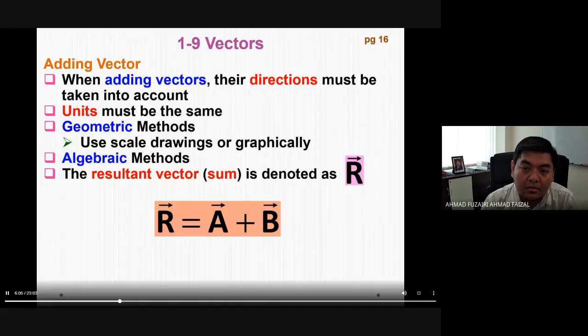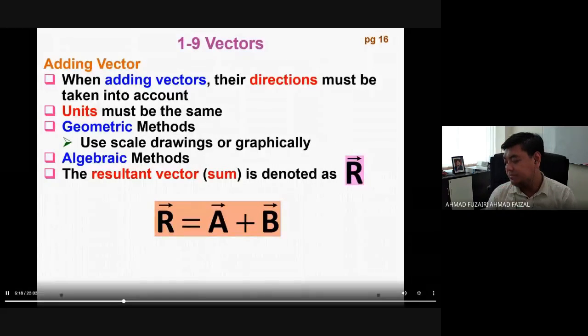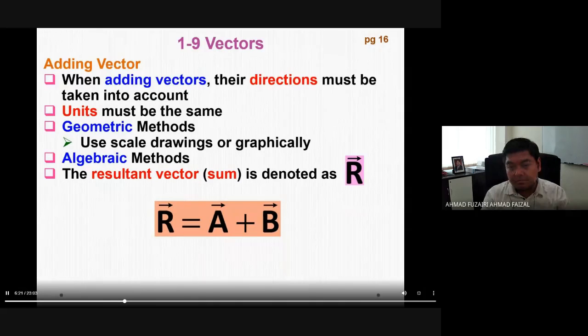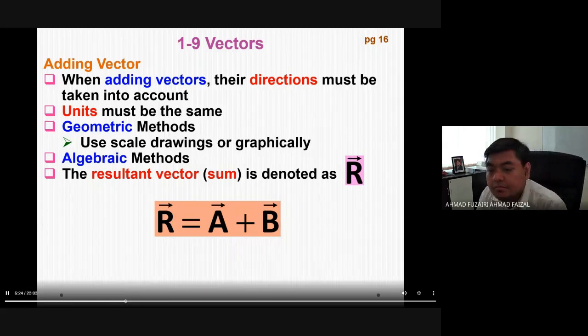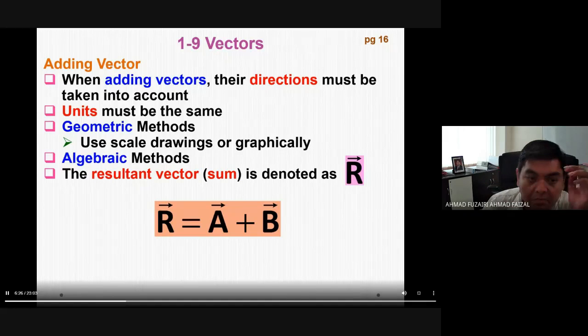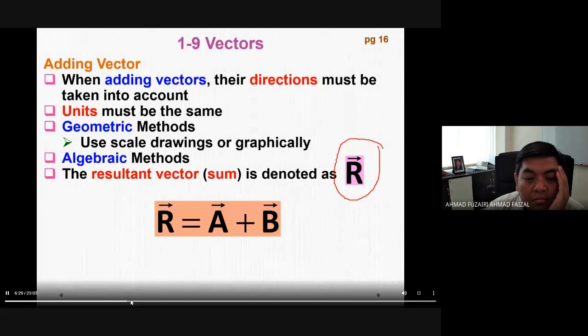Geometric method. You have 2 methods. One is the geometric method, which basically uses scale drawing, or graphically. The second method we call the algebraic method. The resultant vector, or the sum, is denoted by the symbol R. If we want to calculate the resultant of vector A and B, the resultant R is equal to vector A plus vector B.